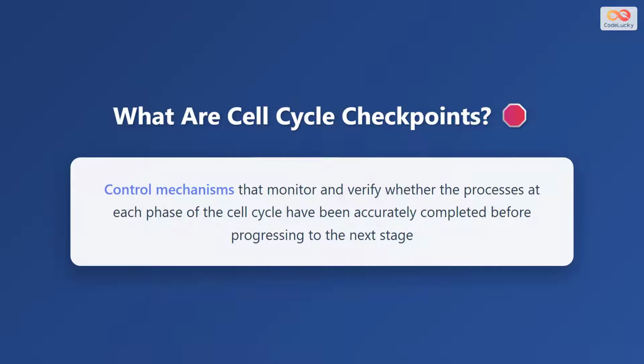Cell cycle checkpoints are control mechanisms that act like quality inspectors in a factory. They monitor and verify whether the processes at each phase of the cell cycle have been accurately completed before the cell can progress to the next stage. Think of them as safety gates that only open when everything is in order. Without these checkpoints, cells could divide with damaged DNA or incomplete replication, leading to serious problems.